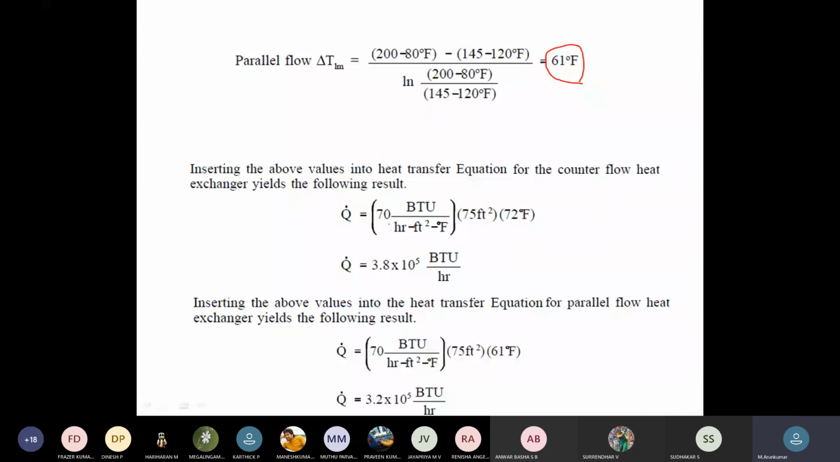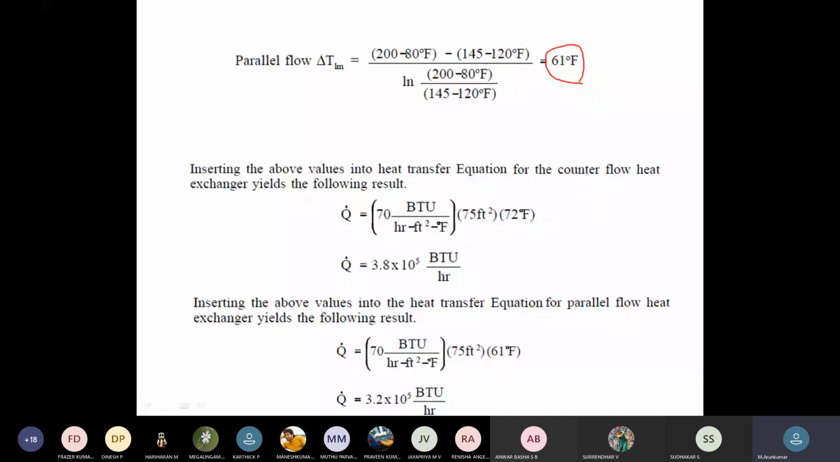That is, Q equals U into area into LMTD. So we can calculate the Q dot. So this is for the counter flow, this is for the parallel flow, and this is for the counter flow. The Q can be calculated.